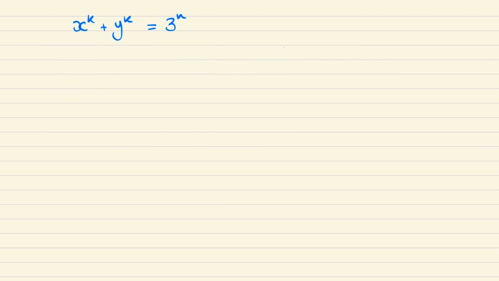We can begin this problem by first considering if k is even, so we can write that as 2m for some integer m, and then this equation can be written as x to the m squared plus y to the m squared is 3 to the n.